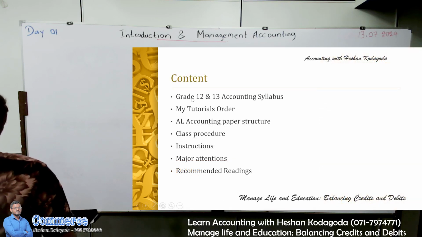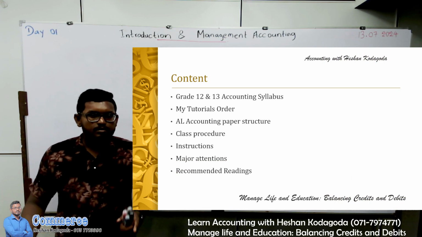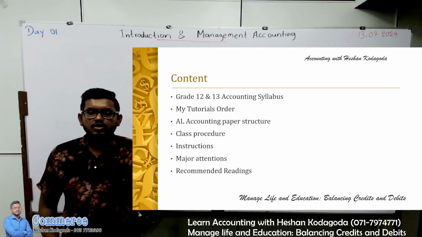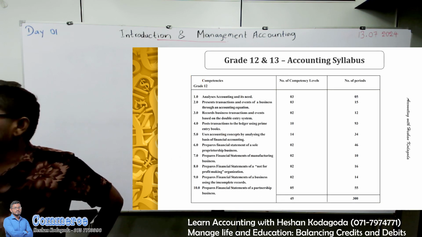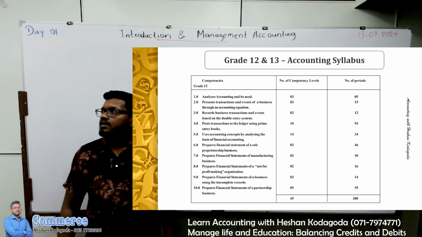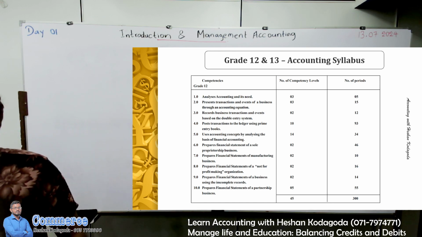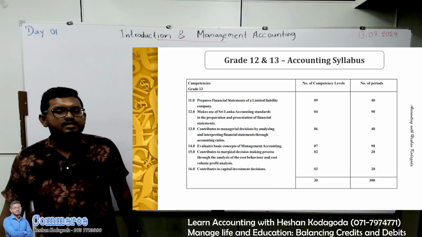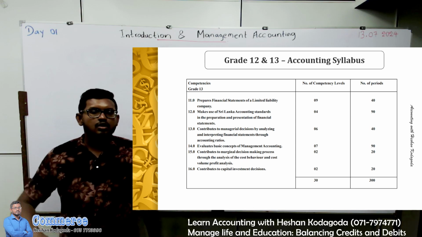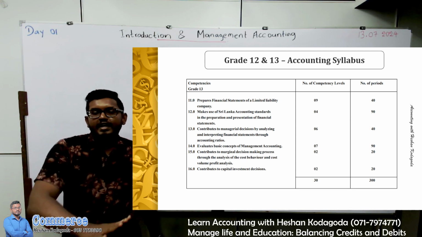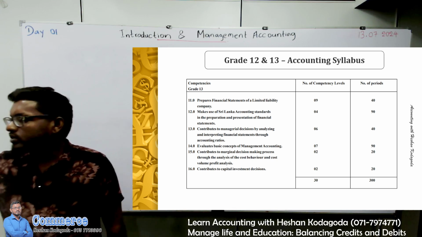So let's have a quick recap. Now you can see the syllabus, grade 12 and 13, my tute order, the A-level past paper structure, class procedure, instructions, major attentions, and the recommended readings. As I told you, there are 10 competencies in grade 12, and each will be covered in the 2026 class. And there are six competencies in grade 13. I'm covering these in the 2025 class. Things relevant to grade 12 are covered in the theory class in 2026. Hope you got the idea.